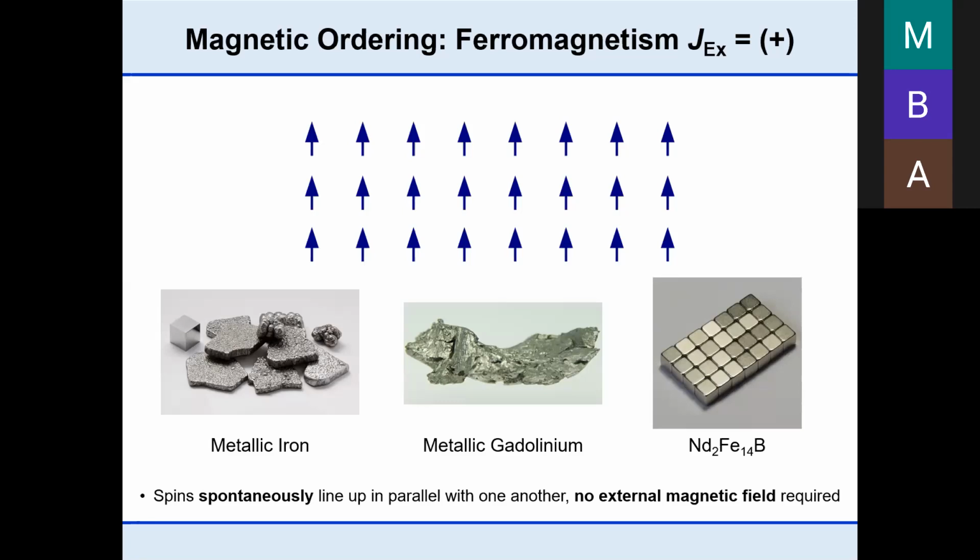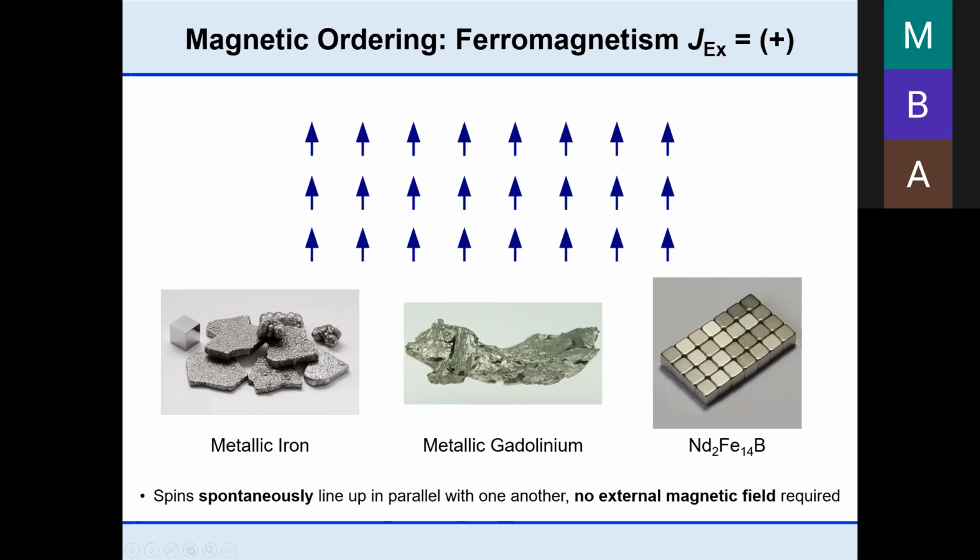So with that said, we can move on to a discussion of the different types of magnetic order that we saw in class. The first and most simple type is that of ferromagnetism, where we have all of our spins in our material lined up in parallel with one another. This occurs as a result of a positive exchange interaction between spins and their neighbors. As a result of that, the spins tend to line up in parallel with one another.